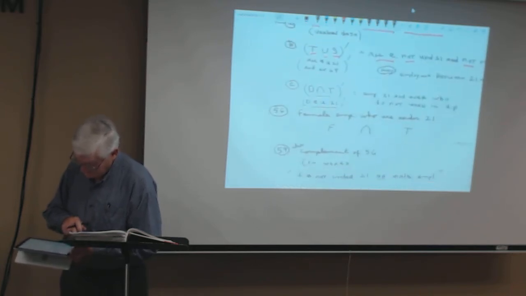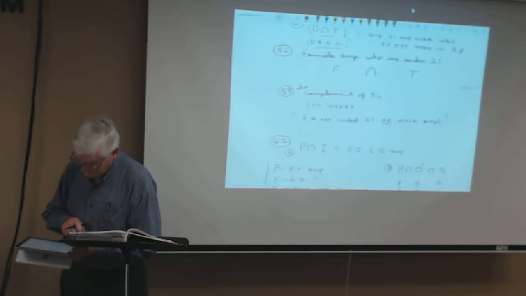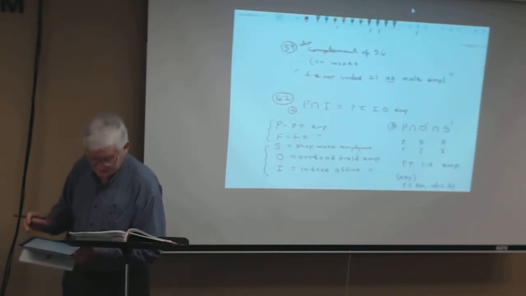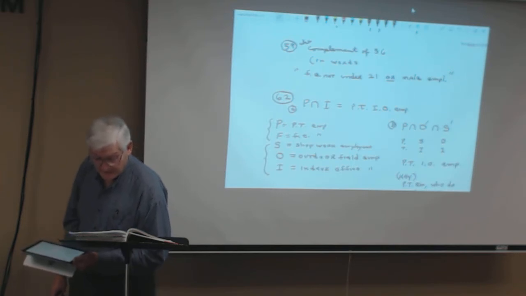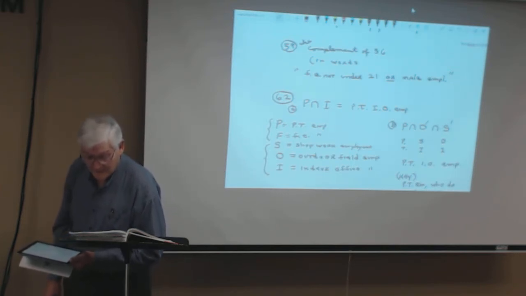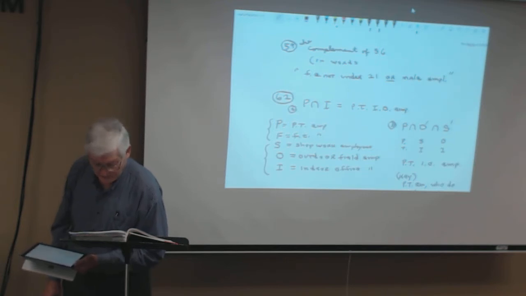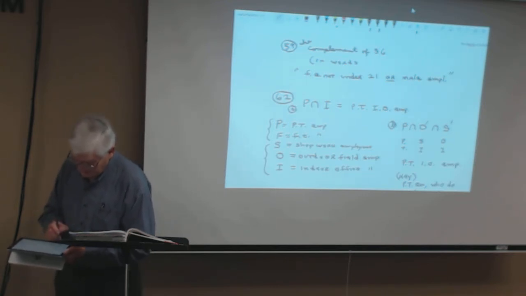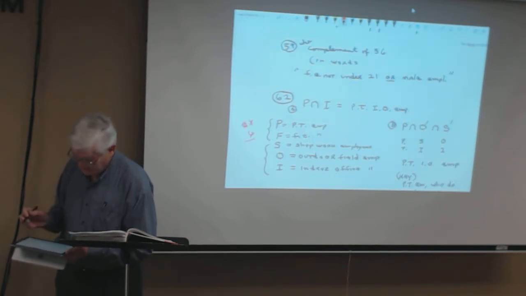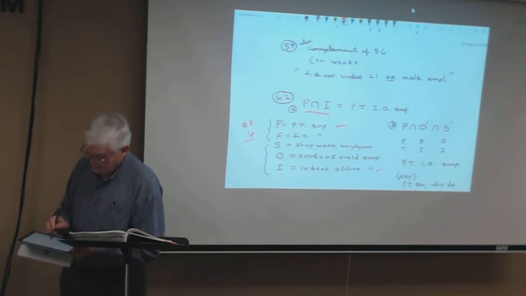Okay, I think we've done enough of those. Let's go down to 62. Problems 61 and 62 refer to the data in example 6. That's on page 68. And here's the data from example 6, I've copied it down here. And A, what's the intersection of P and I? What's P? The part-time employees. What's I? The indoor office people. So that would be the part-time employees who are indoor office workers.